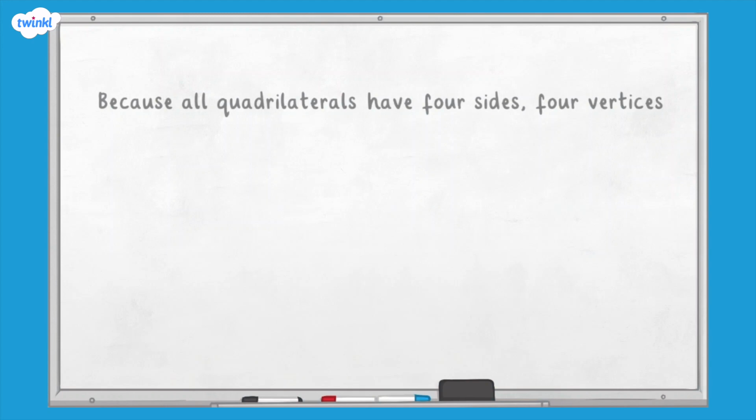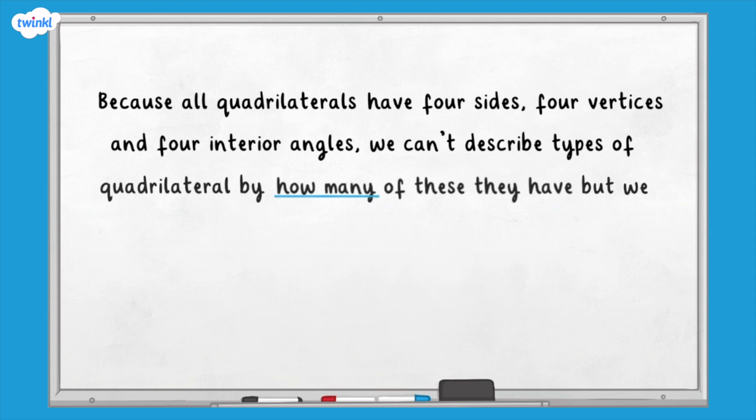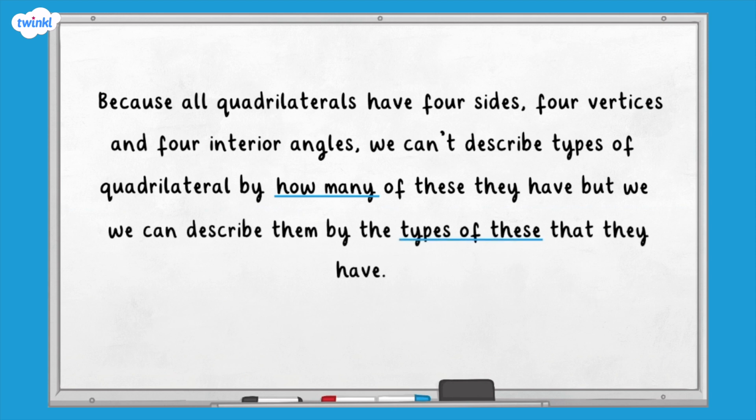Let's take a look at how we can describe quadrilaterals. Because all quadrilaterals have 4 sides, 4 vertices, and 4 interior angles, we can't describe types of quadrilaterals by how many of these they have, but we can describe them by the types of these they have.